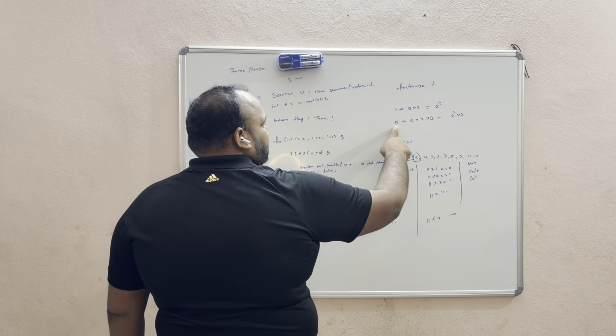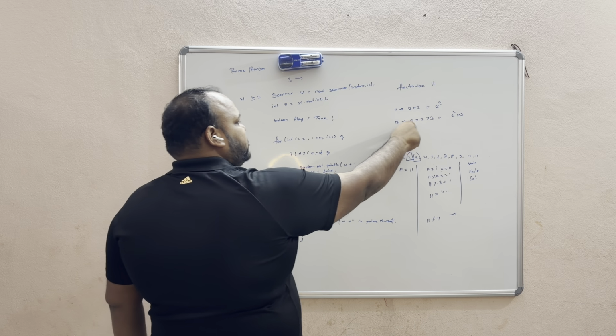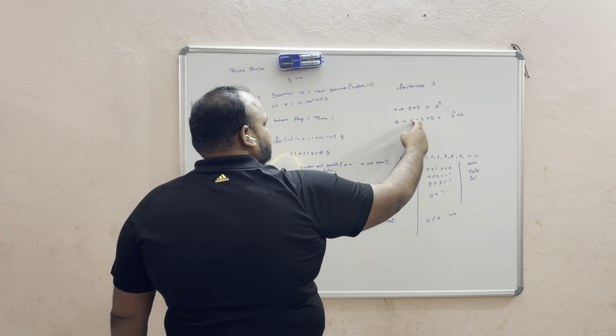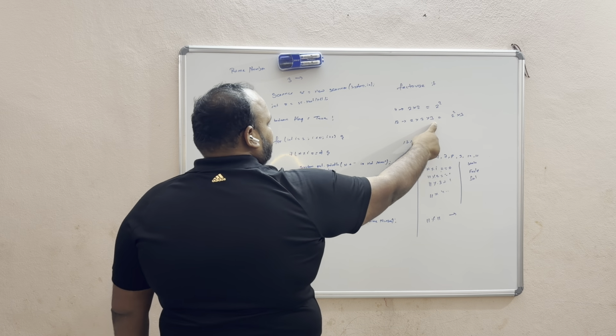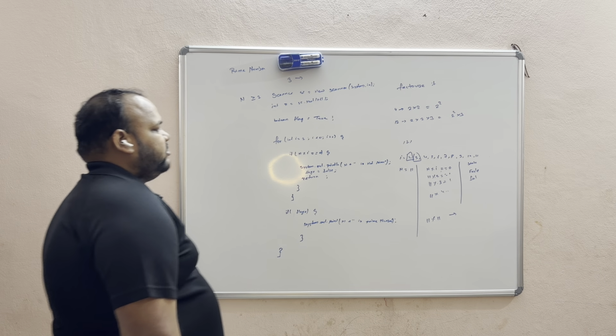Same like 12. If you do the factorization, 2 into 2 into 3, so it means 12 is divided by 2, 2, 3. So this is not a prime number.